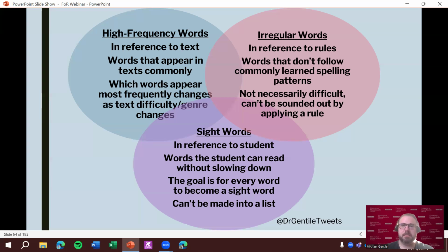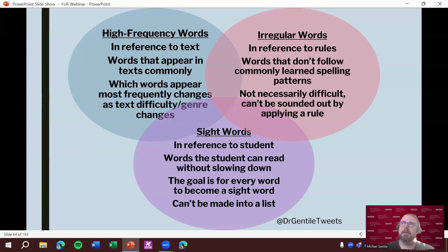Sight words are in reference to the student. What words does the student know by sight? What can they read without slowing down? Which means that every word can become a sight word for that student. You can't make a list of sight words. There is no class-based or group-based sight word list because sight words are just the words that a student can read without slowing down. They can read without accessing their phonological processor.